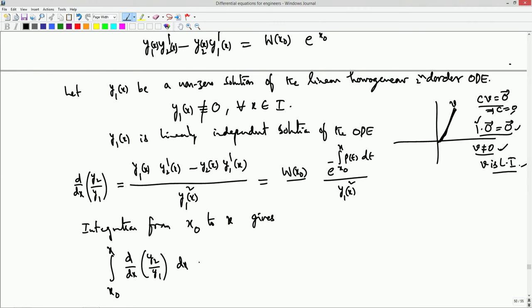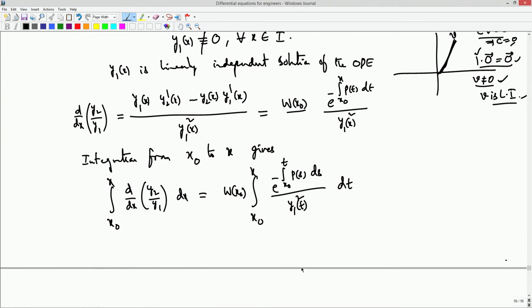Okay. So, this is equal to, now the right hand side is this, w x naught is constant, you are now integrating from x naught to x. This is now, x is a dummy variable, I can write simply e power integral x naught to some t p. Now, inside this integral I make t a dummy variable. So, ds divided by y1 of t square. Now, this dt. Okay. If I integrate this function of t with respect to x naught to x.